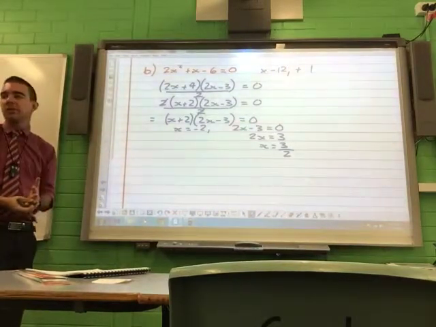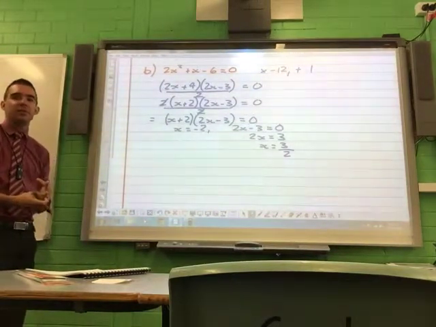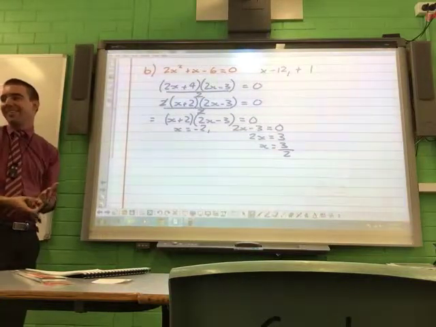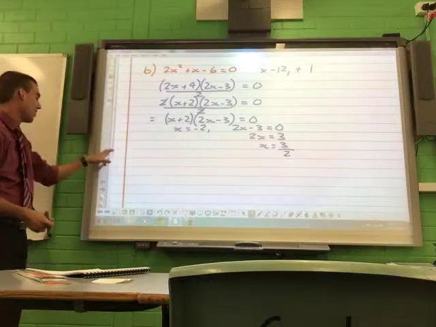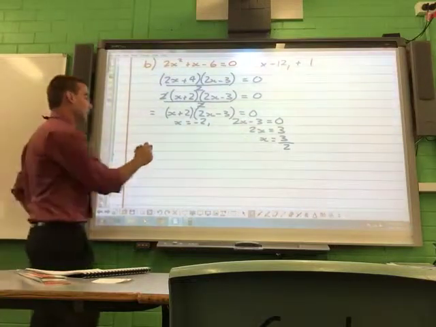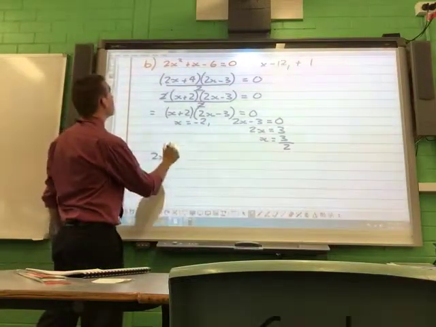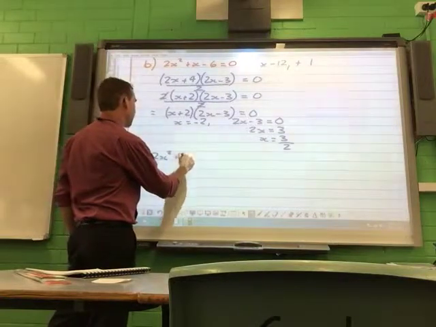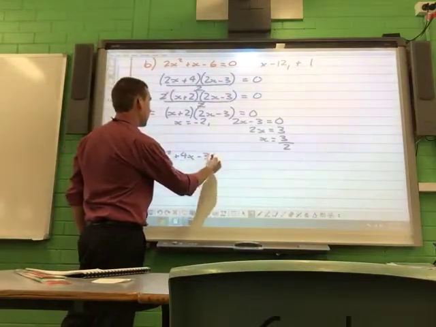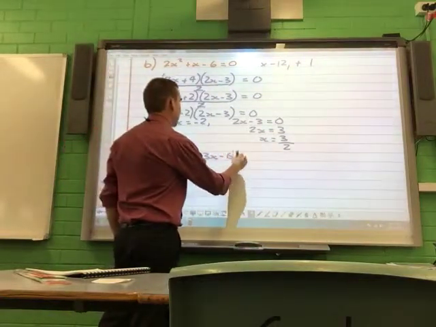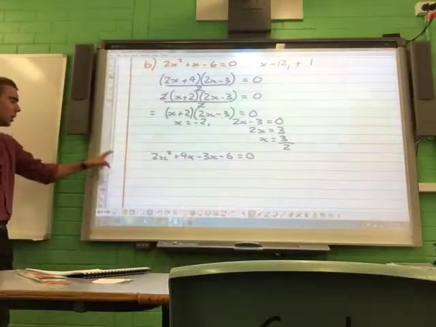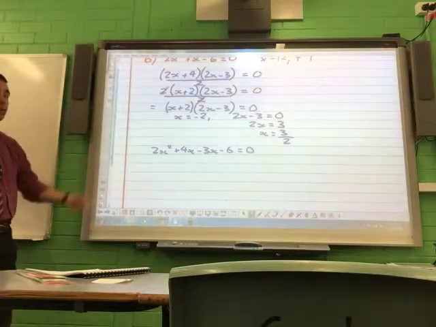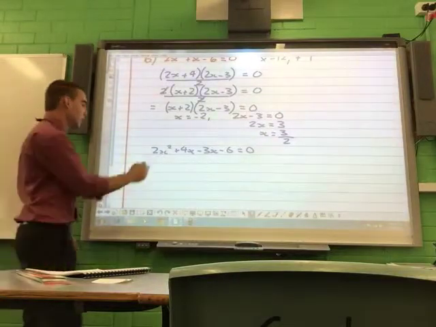Is anyone actually preferring to do it in this method? No? Nobody? Look at it. Why would you do that? Fine, I'll do it the other way. Thank you. 2x squared plus 4x, take away 3x, take away 6 equals 0. Some people have got to be really careful about their signs. That's why I like doing it my way, because it takes care of the signs.